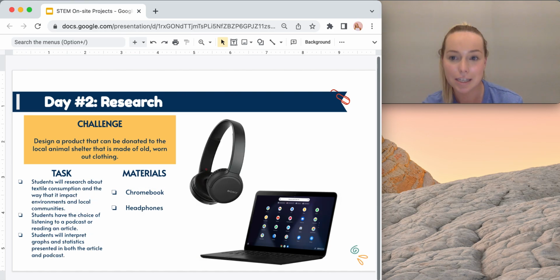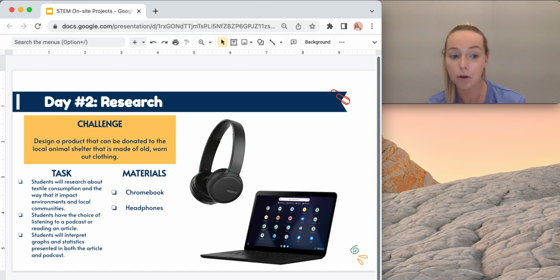On day 2, you're going to do more research, so digging into that problem and why it's a problem and how we can fix it. Students will research textile consumption and the way that it impacts the environment in local communities. Students will have a choice in listening to a podcast or reading an article. Both of those are very heavy math-based articles or podcasts, so they're able to have that differentiation of whichever they prefer, but also seeing that connection between science and math.